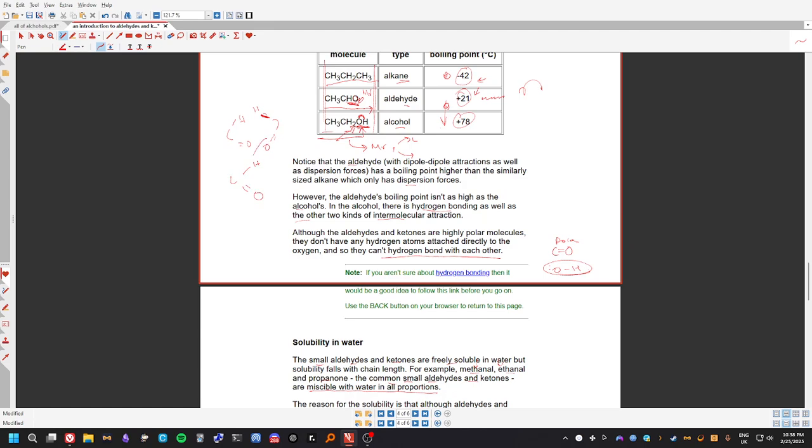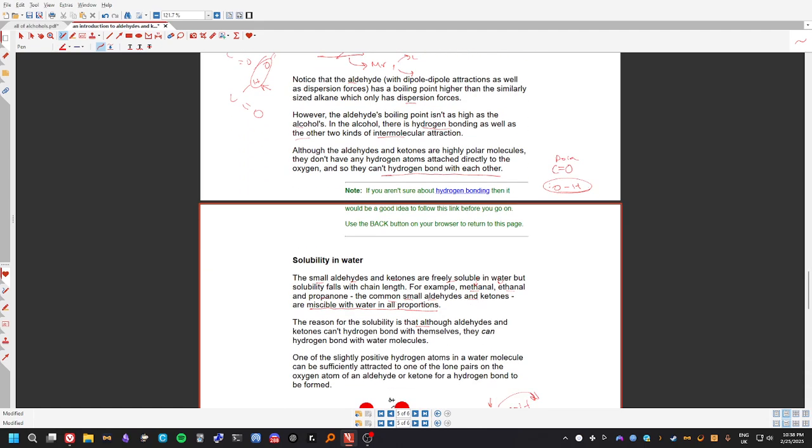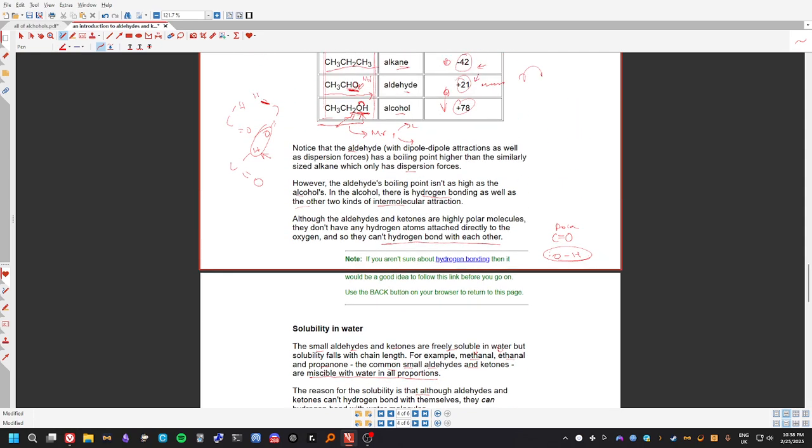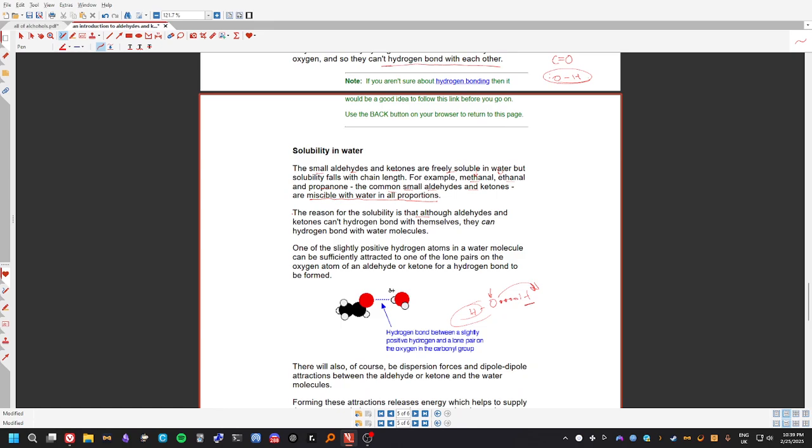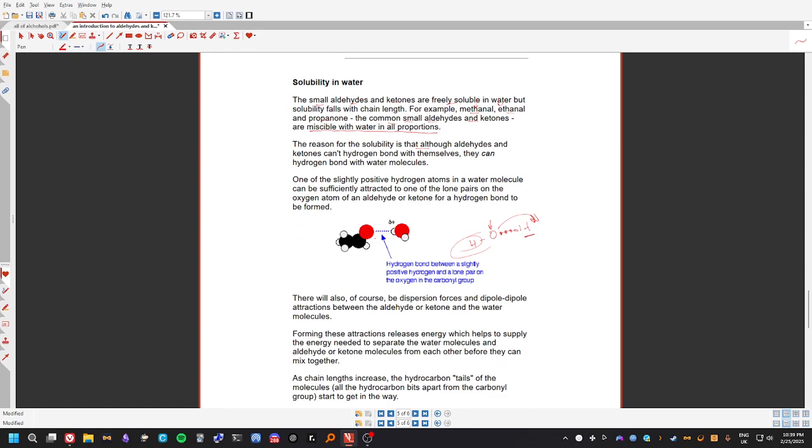These can't form hydrogen bonds with each other because this hydrogen is not slightly positive. Only this is slightly positive and only this is slightly negative, but the H on the other side is totally neutral, so it's not going to react with anything. On the other hand, in H2O, the hydrogens are going to be positive, so you can form hydrogen bonds with water molecules, which makes it soluble for smaller molecules.